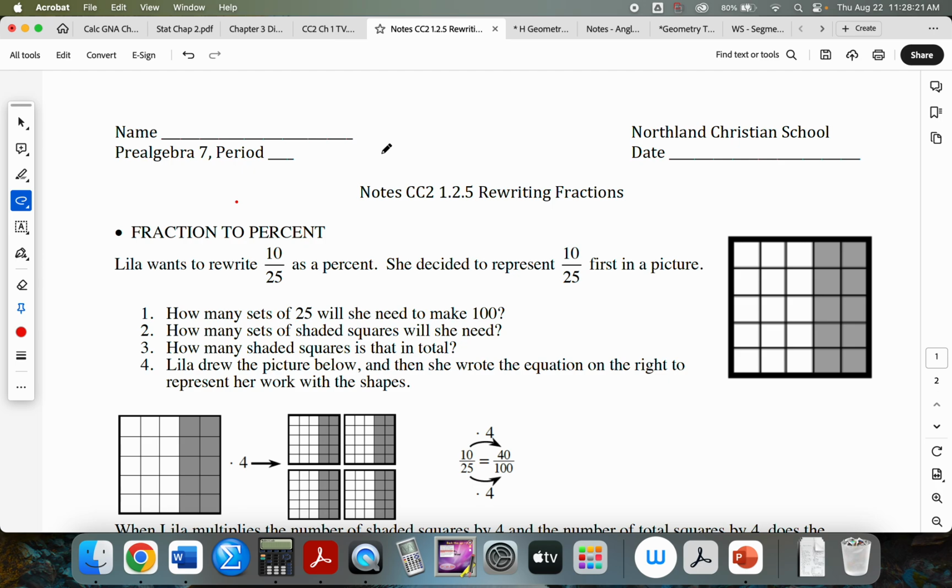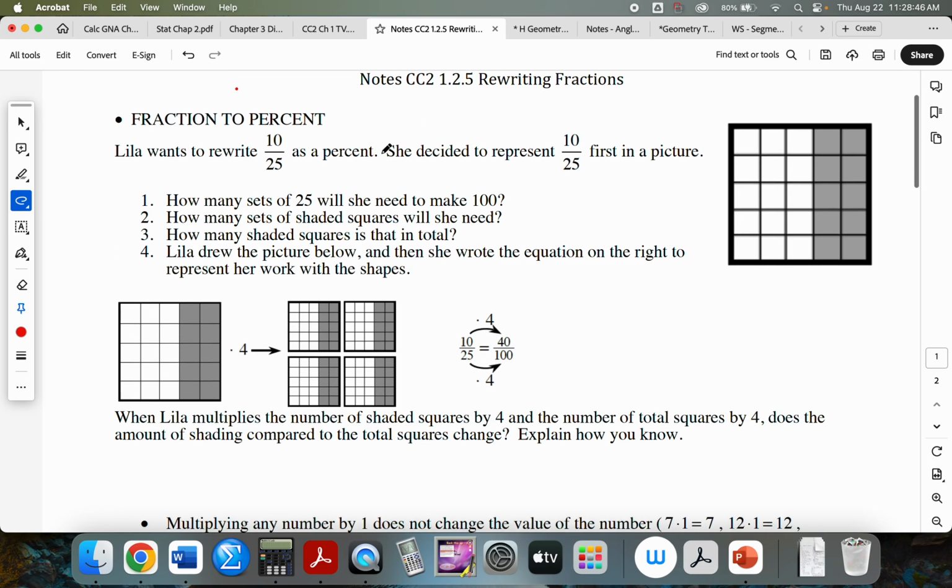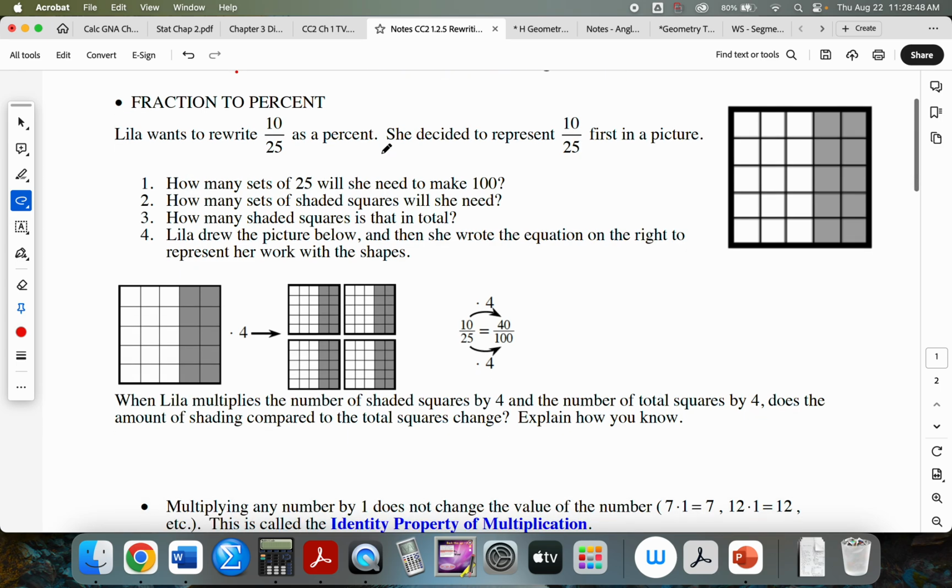So today we're going to talk more about changing fractions to percents. So in this example, we've got Lila wants to rewrite 10/25 as a percent. She decided to represent 10/25 in a picture that looks like this. She took a square, divided it into 25 smaller squares, and shaded in 10 of them. So she went through this process. And let's go through it together.